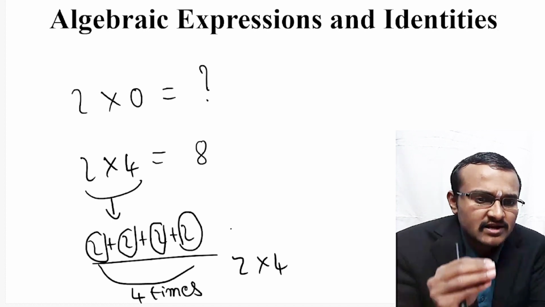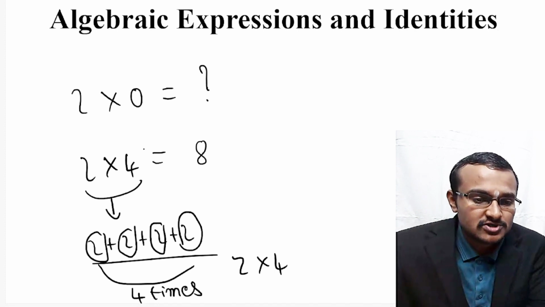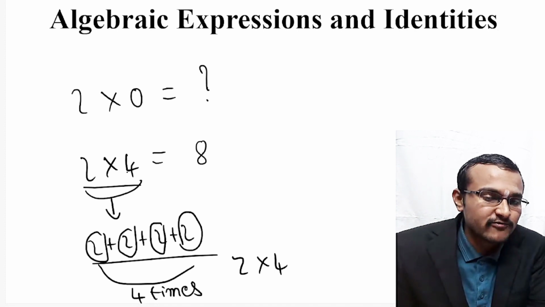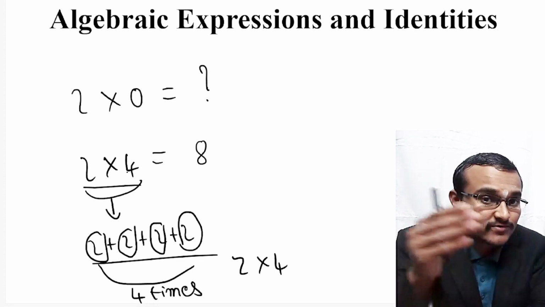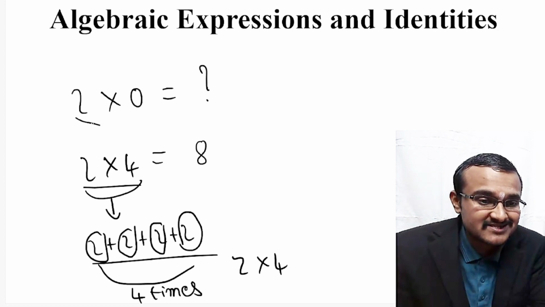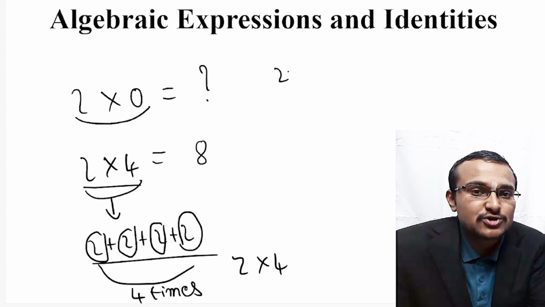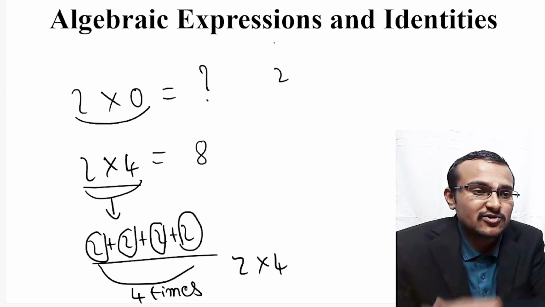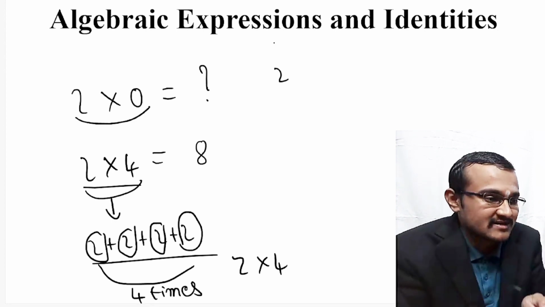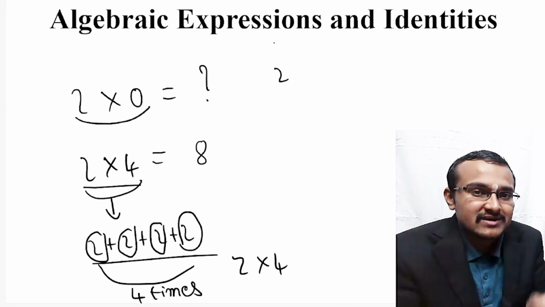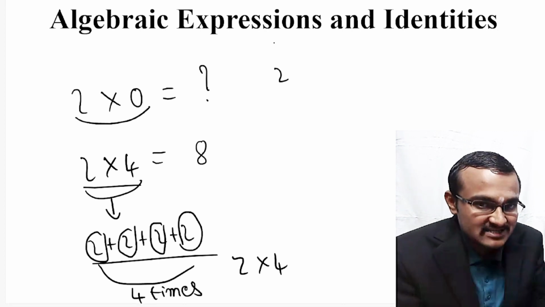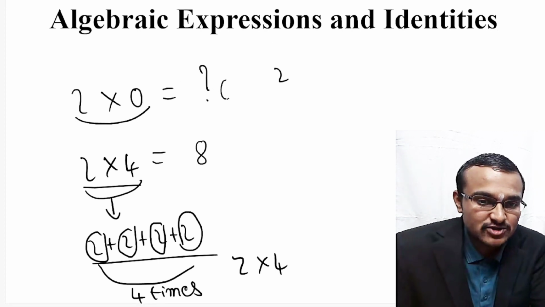So here what will be 2 into 0? The significance of 2 into 4 is that you are adding 2 four times. So the significance of 2 into 0 is that you are adding 2 zero times. That means literally you are adding nothing. When you are adding nothing, you will get nothing only. That means you will get 0 only. So that's why 2 into 0 will be 0.